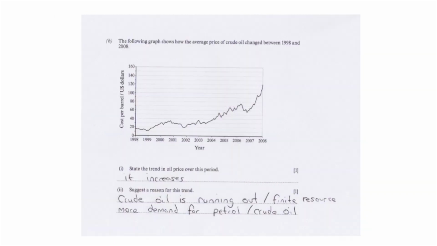So now let's look at the answers to question 2b, part 1 and 2. So state the trend in oil price over this period. Well, it increases. 1 mark for that. And suggest a reason for this trend. Well, you could say that the crude oil is running out. It's a finite resource. And therefore that's why the price is rising. Or you could say that there's more demand for the petrol or crude oil that's causing the price to rise. So that could be because there's more cars on the road. So either would be okay for that.